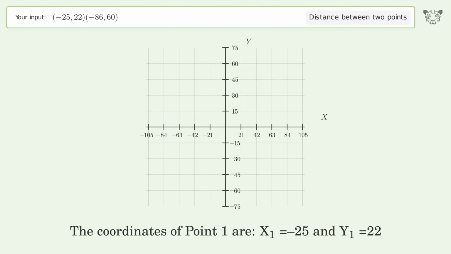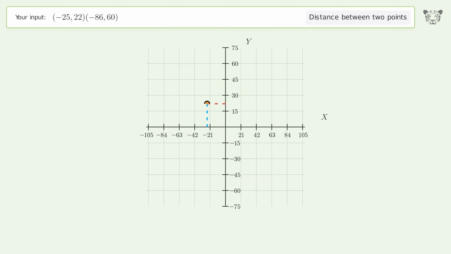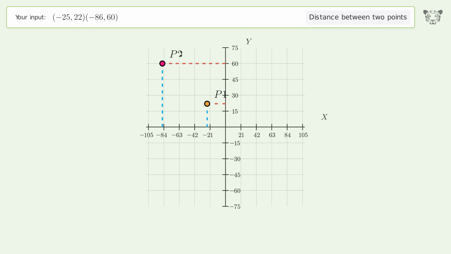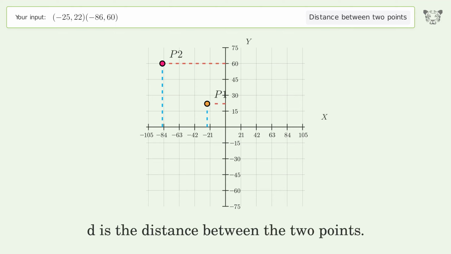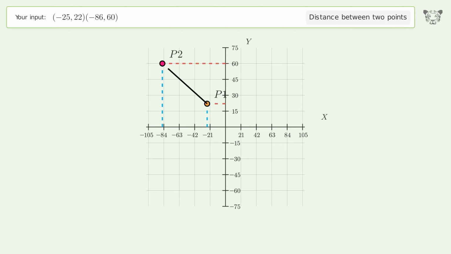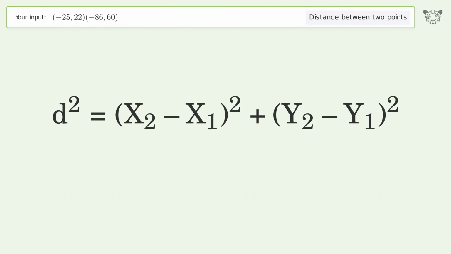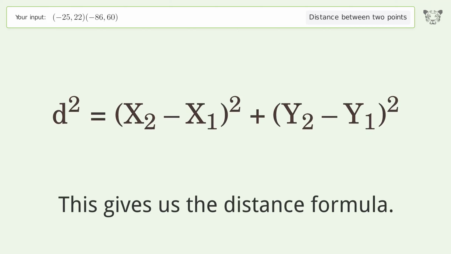The coordinates of point 1 are x1 equals -25 and y1 equals 22. The coordinates of point 2 are x2 equals -86 and y2 equals 60. D is the distance between the 2 points. First, take the square root of both sides of the Pythagorean theorem. This gives us the distance formula.